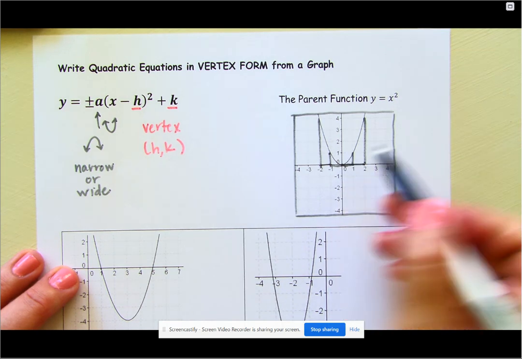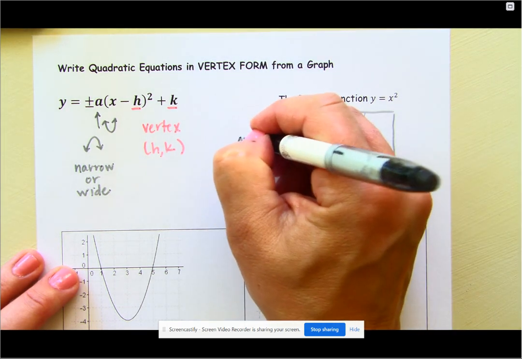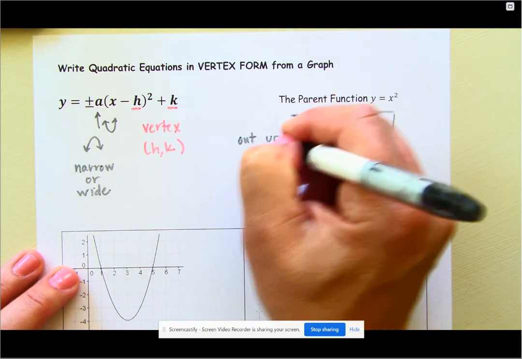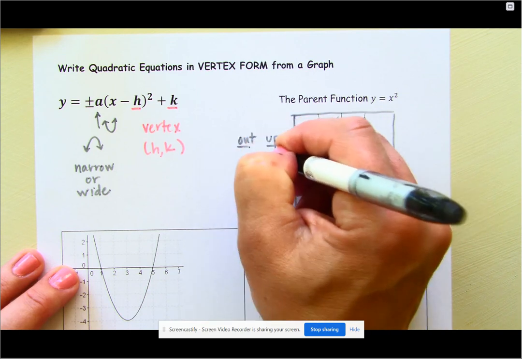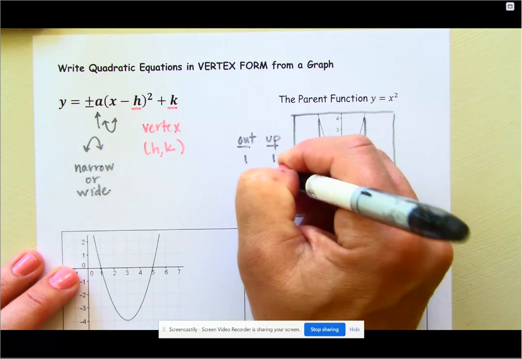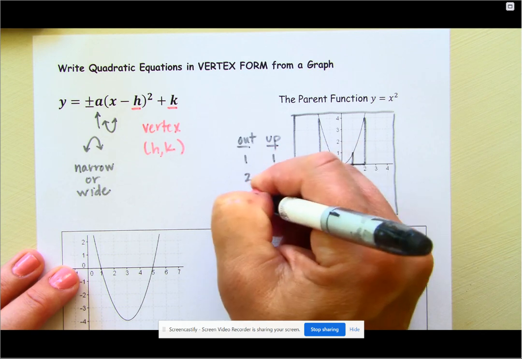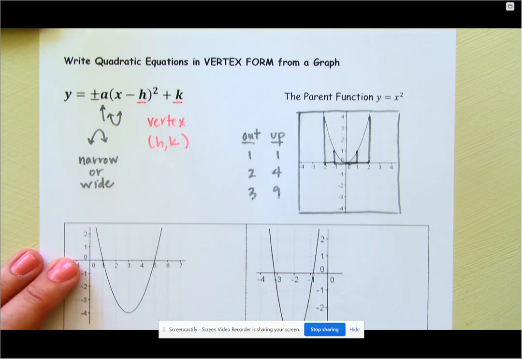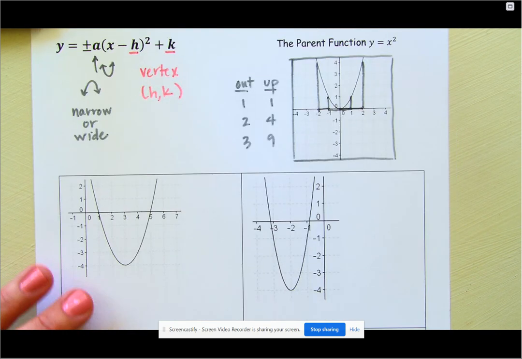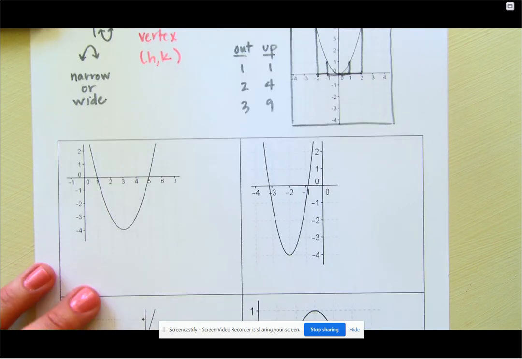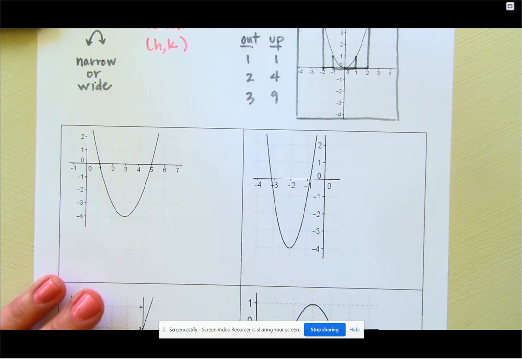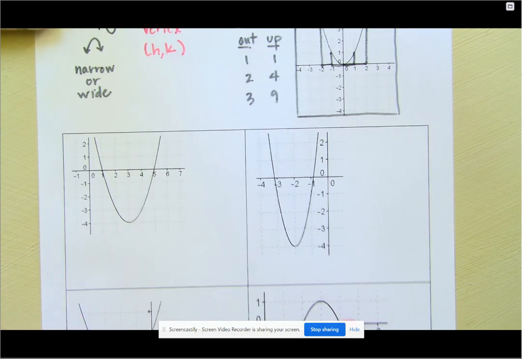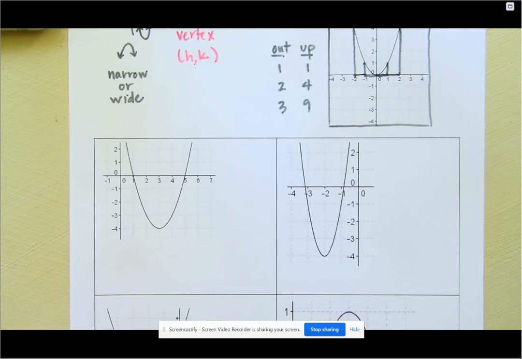Out 1, up 1, out, up. So if we see this pattern, we will know the a value is 1, okay? And if it is different at all from that pattern, we will then be able to determine what the a value is for that equation. Okay, so for this first one, I think it's easiest to first identify the vertex.